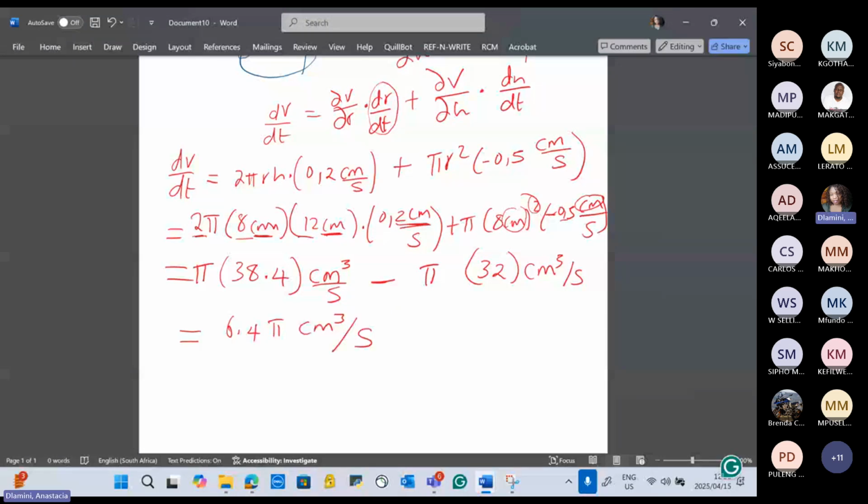That's the rate at which the volume is changing. That's not the small change, but the rate at which the volume is changing. So is the volume increasing or decreasing, guys? It's increasing because it's positive. Thank you. The volume is increasing because it's positive.